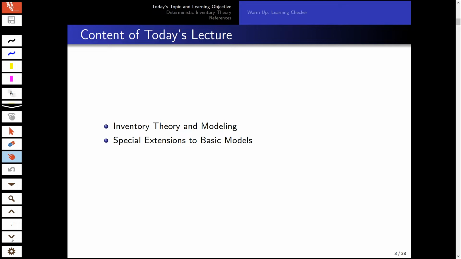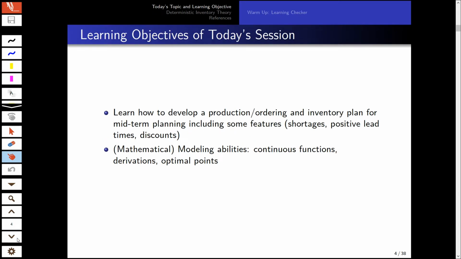So the content of the lecture is inventory theory and modeling, and the special extensions to the basic model. The learning objective is how to develop such models for production and reordering, and how to develop an inventory plan.